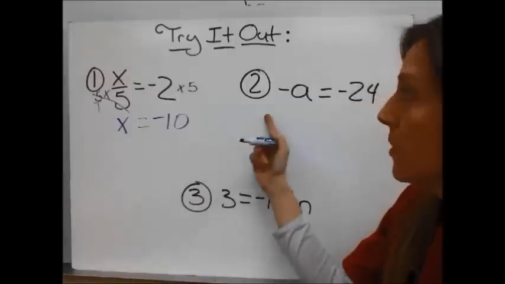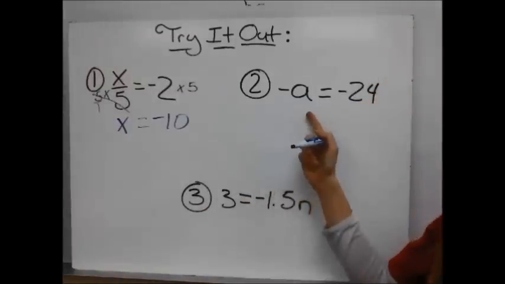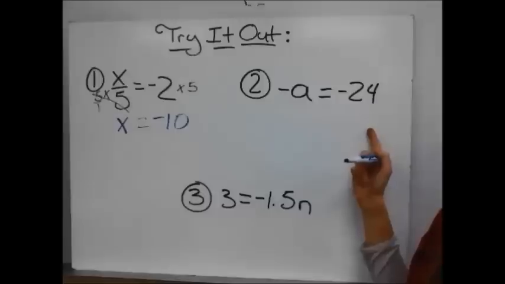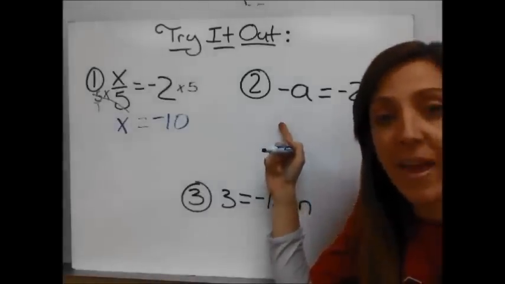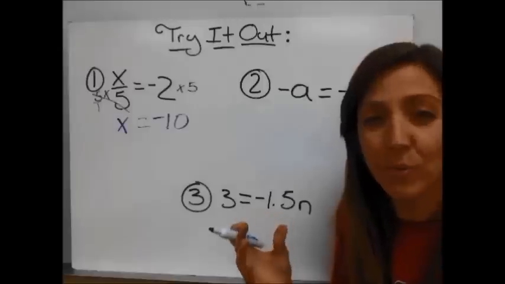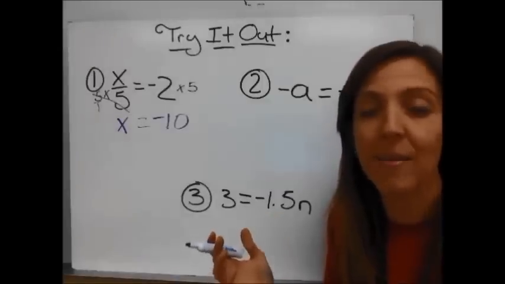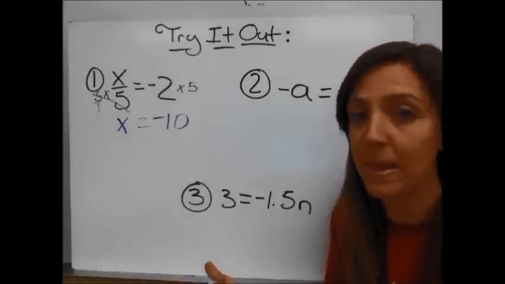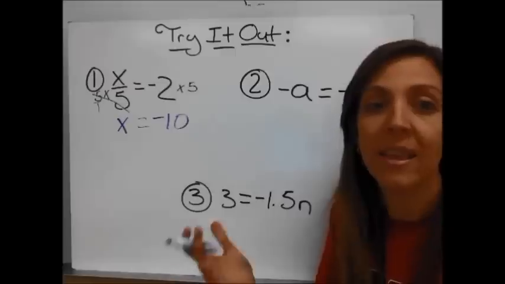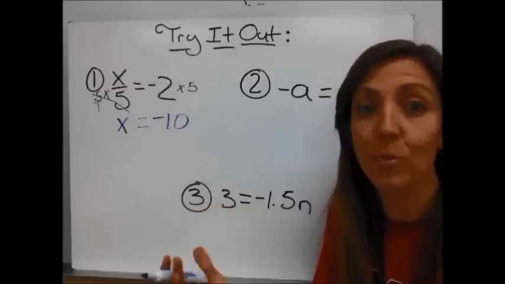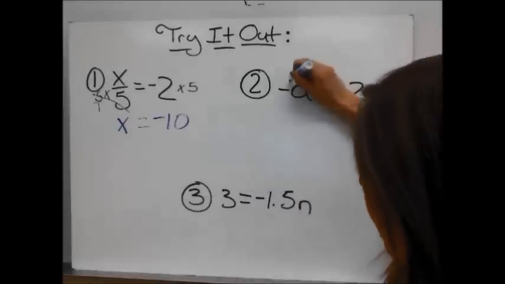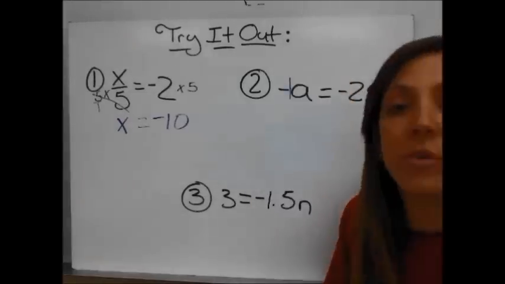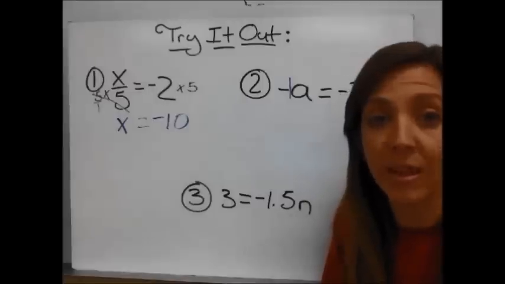Number 2, negative a equals negative 24. Okay, negative a. That is always when you have a variable by itself, it's the same as 1a, 1b, 1c, whatever the variable is. It's the same as if there's an invisible 1 right there in front of it. I'm going to add that 1 to the front of it. So negative 1a equals negative 24.